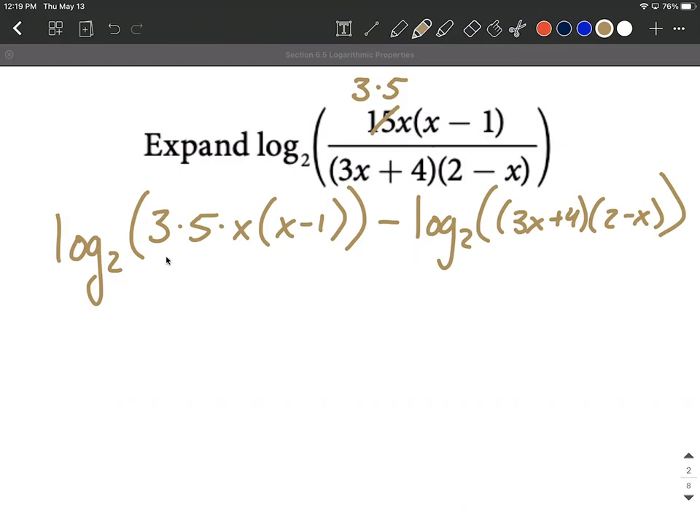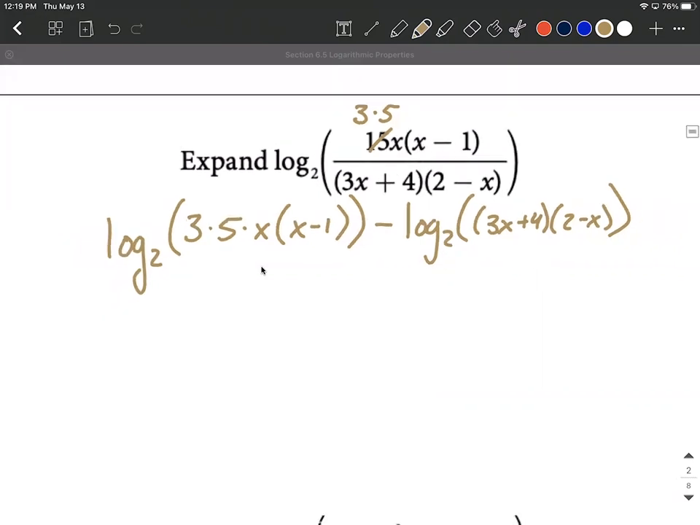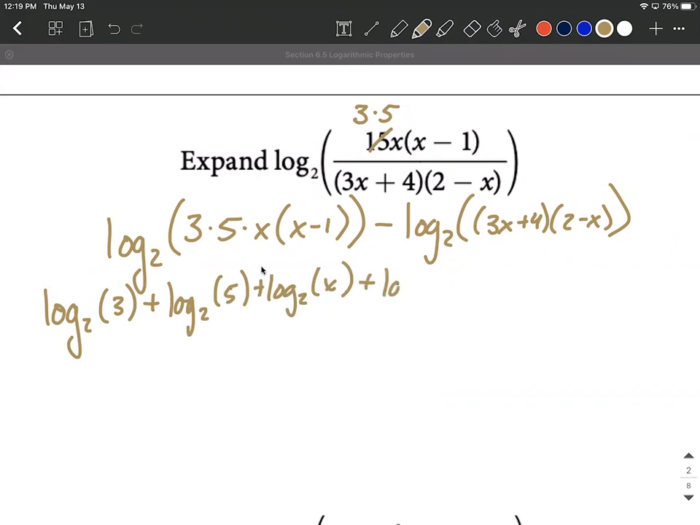Okay, now as far as expanding this out, this kind of goes back to our product rule. What we're allowed to do is put a logarithm with each one of these factors from inside the parentheses. So this is going to become log base 2 of 3 plus log base 2 of 5 plus log base 2 of x plus log base 2 of x minus 1.